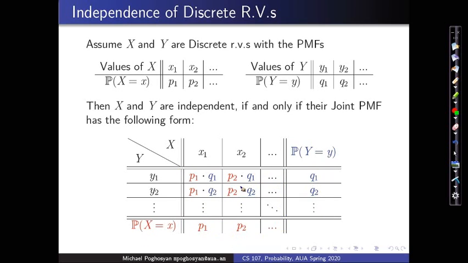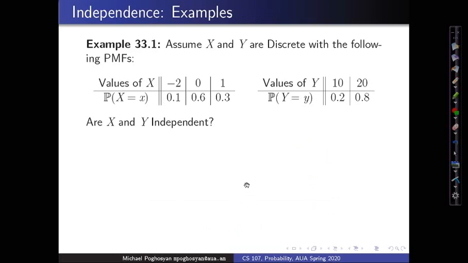So let me erase this. So we have this table. So independence in the discrete case means multiplying the corresponding marginal probabilities. Now let's solve some problems.